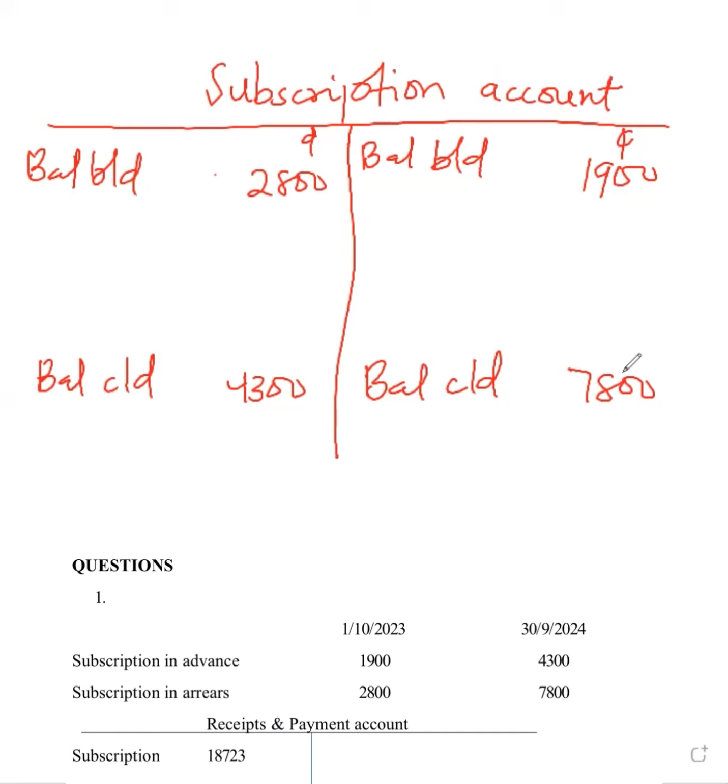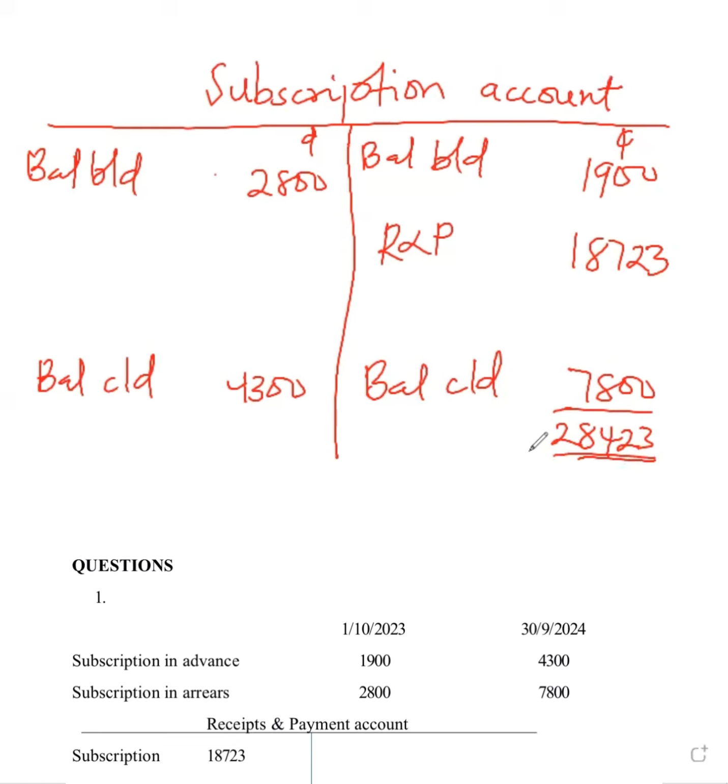So if it is on the debit side, then the subscription account will come here on the credit side, which is 18,723. When you are done with this one, you balance this. So now we add on the credit side: we add the 1,900, 18,723, and the 7,800. And when we add all this, we are going to get a total of 28,423.